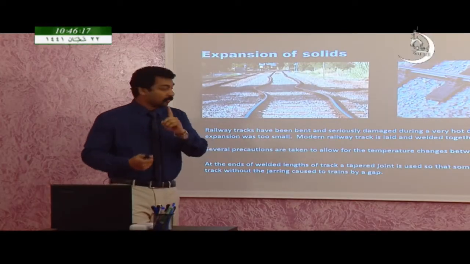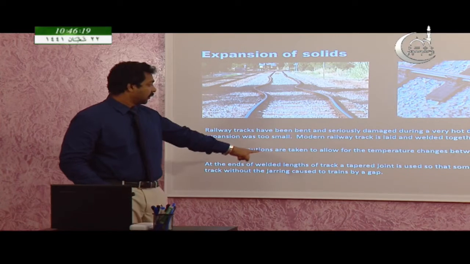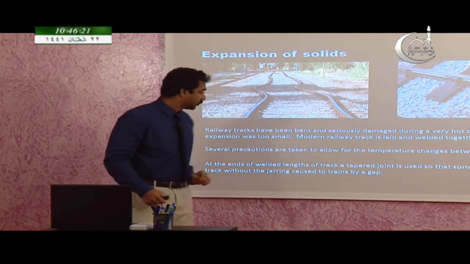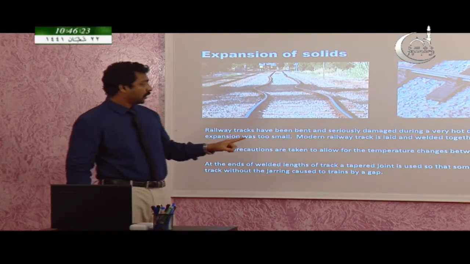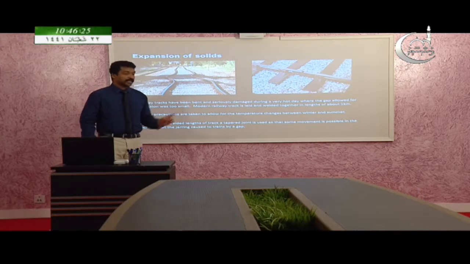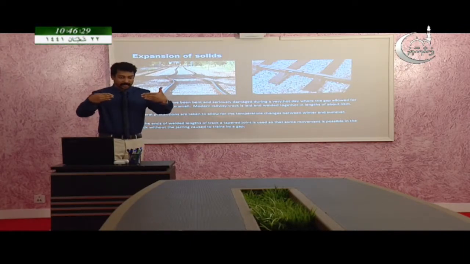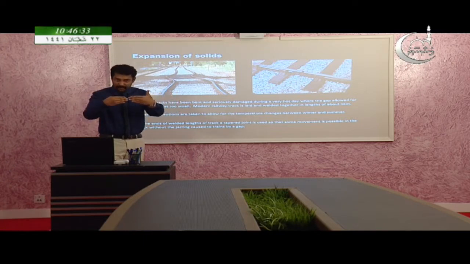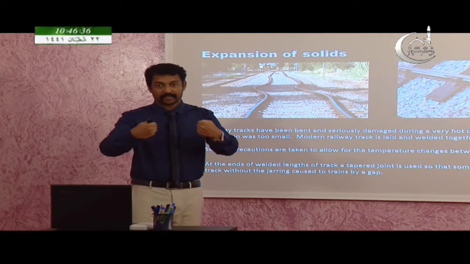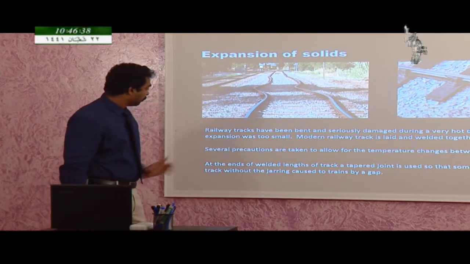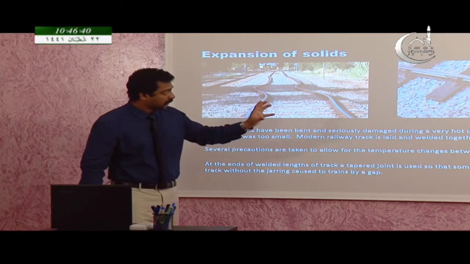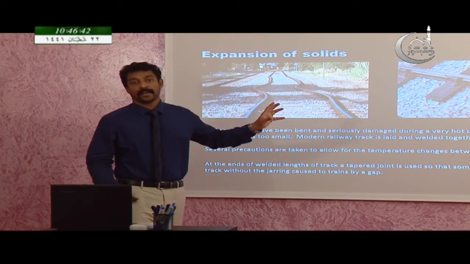Okay. So here at the end of the welded length, a trapped joint is used so that some movement is possible. Even though it expands, there will be some gaps, so it can go easily and come back also. In the summer season it expands slightly, and in winter time it can contract also. So a small gap is given, that's a space for expansion.